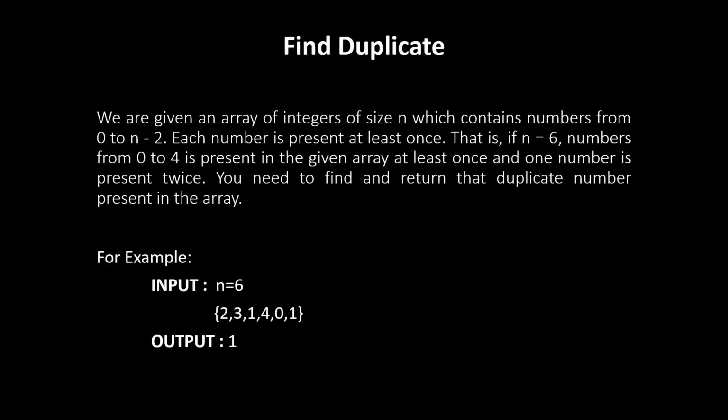So here is an example. If n is equal to 6 and we have an array like this: 2, 3, 1, 4, 0, 1, that is, range from 0 to 4. So here 1 is present twice. So the output will be 1.